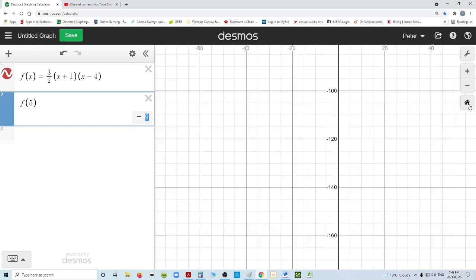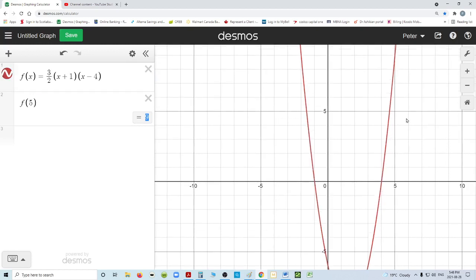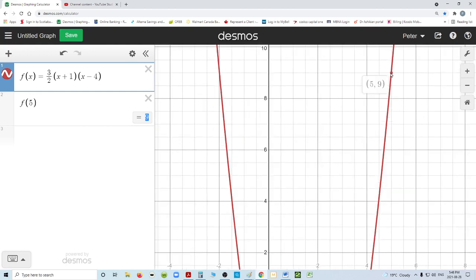And if I go home, I'll see my little graph. It indeed goes through (4, 0) and (-1, 0). And if I go up to spot 5, way up here, I'll indeed discover it goes through (5, 9). Helps if you zoom in a bit. There we go. And that's how you force your graph to go through certain points.